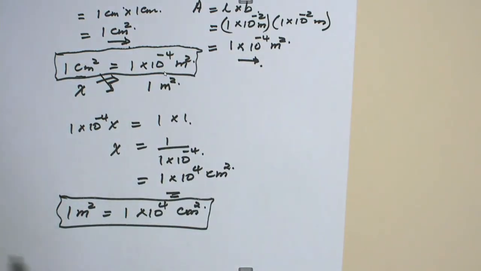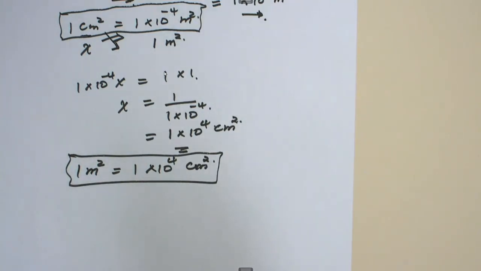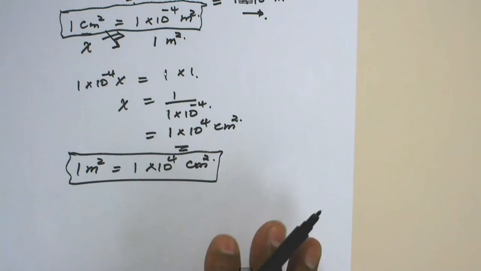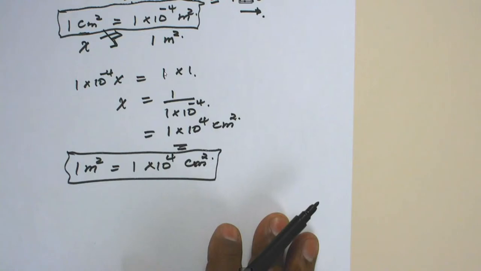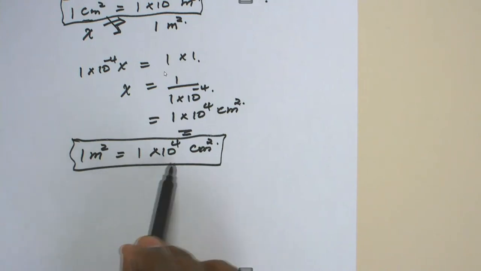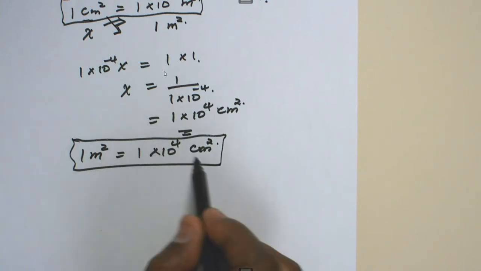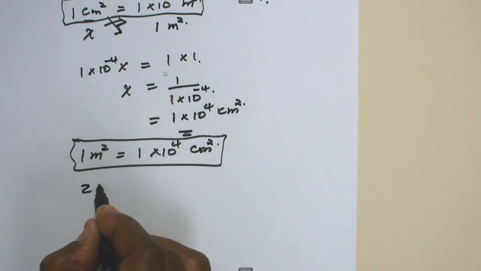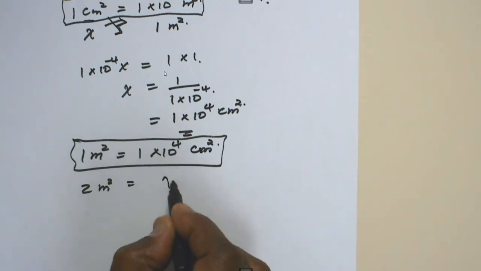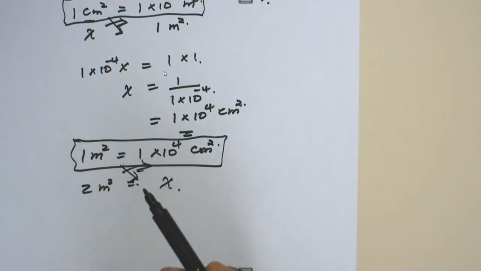We will be dealing with area somewhere. So if we know these conversions, then it can be easy for us to deal with the calculations without really making a lot of mistakes. So you can work from here. If 1 square meter is equal to 1 times 10 to the power 4 square centimeters, how many centimeters squared would be, say, for example, 2 square meters? Then you can go on with your calculations using cross multiplication.